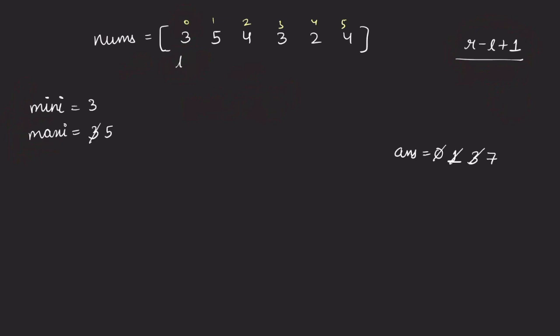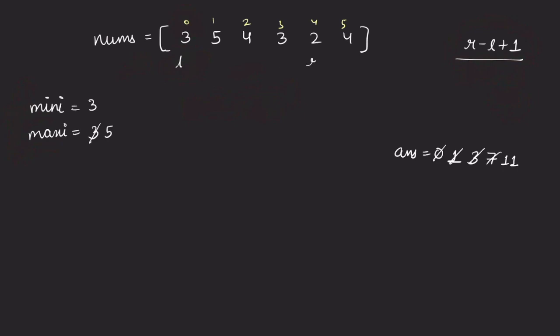Again, we will move our R forward. R will come here, right? Again, minimum and maximum will remain the same and the difference is still less than or equal to 2. We will calculate the number of subarrays. So it will be 3 minus 0 plus 1, that is 4. So it will become 11, right?